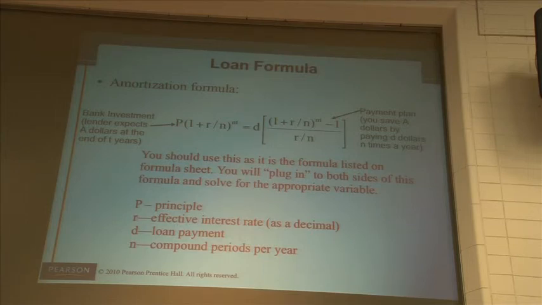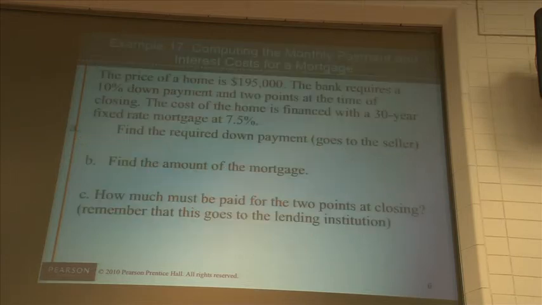So, amortization formula. 2 sides to it. That left side should look very familiar to you. That stuff on the right, the stuff we just did, the deposits. The left side is our compound interest formula from Monday. Variables still stand for the same thing.